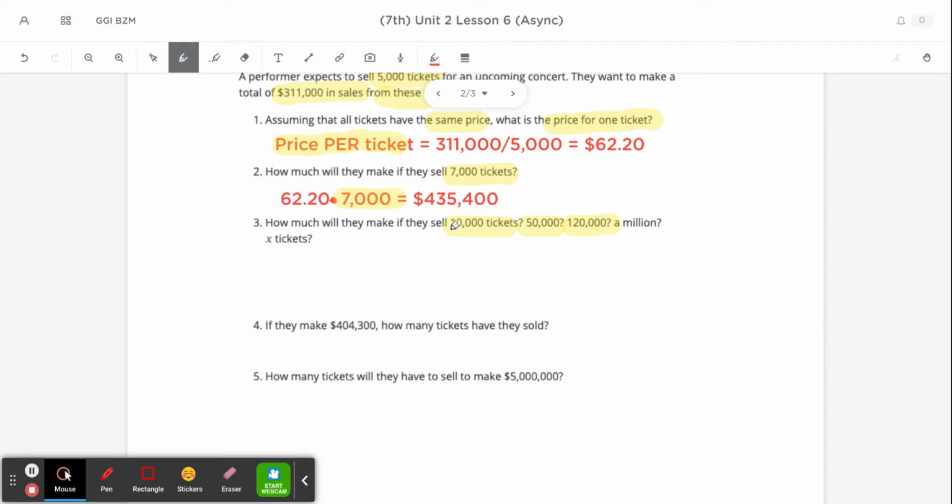Okay, so you should have paused the video and answered the first few parts of question 3. When we start talking about x tickets, remember that x is a variable, and a variable is just a placeholder for any number of tickets. Now we know that no matter how many tickets we have, we are multiplying x tickets times 62.20 because that's the price per ticket. 62.20 times x will always tell you the total cost every single time because we're multiplying the price per ticket times the number of tickets.